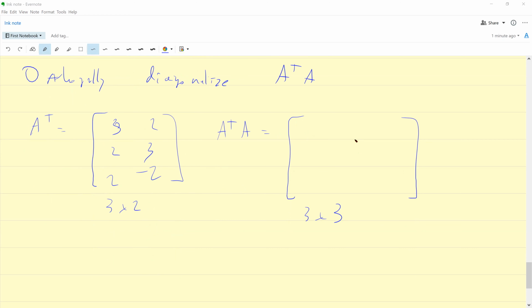Okay, so I think the matrix would be 12, 13, -2 along the first row. And then 13, 12, -2. And -2, -2, 8. Oh man, this is a big matrix.